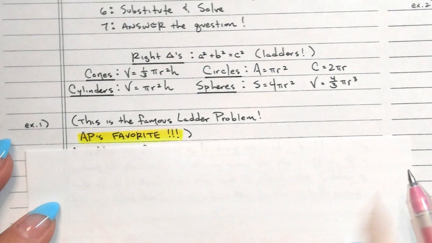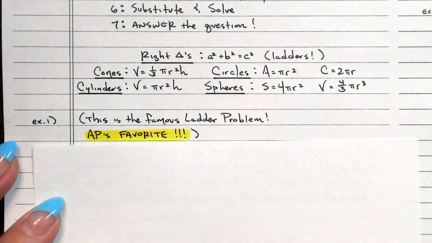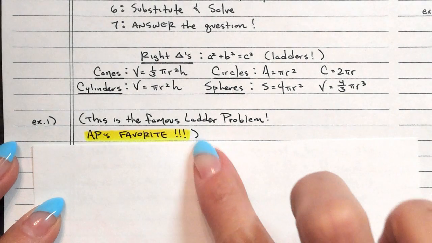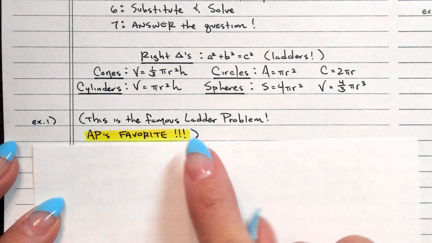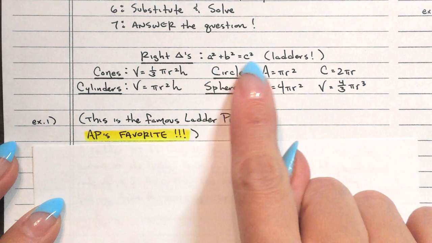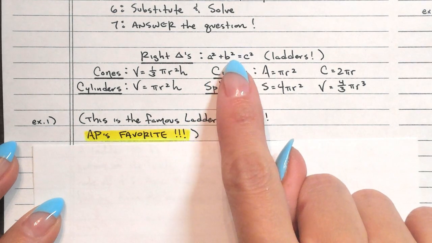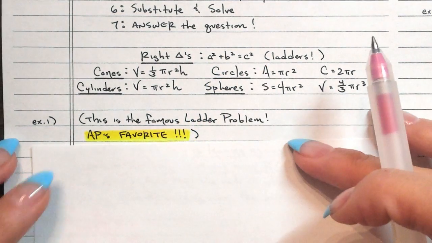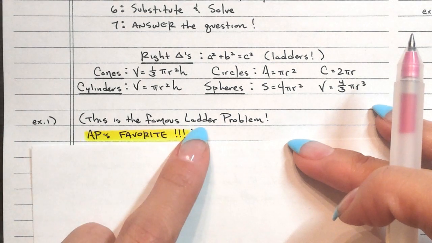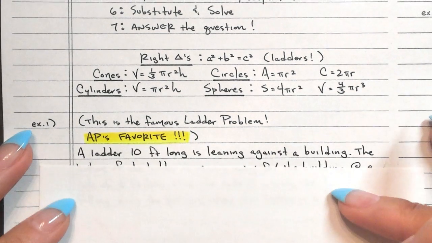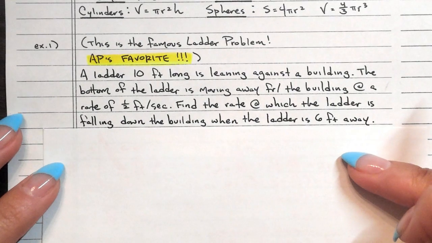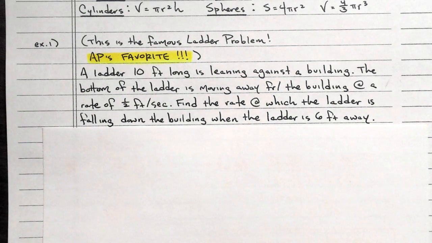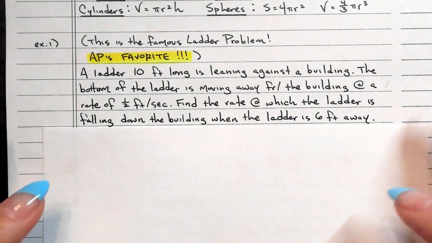So the first one is a ladder problem. I call this a ladder problem because it's always about a ladder, like a ladder leaning on a house or whatever. But any right triangle is going to use a squared plus b squared equals c squared, right? This is very specific because a ladder is fixed. So you'll see what I mean. Okay. So let's say you have a lot of information, but you're going to draw a picture to go with it, because that's the very first thing we do. We draw a picture, and then we label the picture.